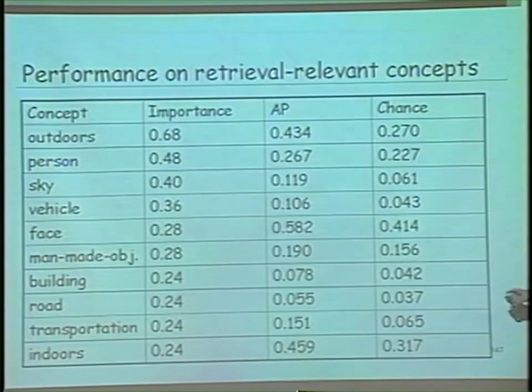And so here's our performance on concepts which are relevant to retrieval. Outdoors occurred in 68% of our annotations on the queries. Our average precision is 0.434, but chance is only 0.270. So that's good. Our average precision is much higher than chance on almost all of them, and I think it's higher than chance on every one. So that suggests that this should be useful for retrieval.